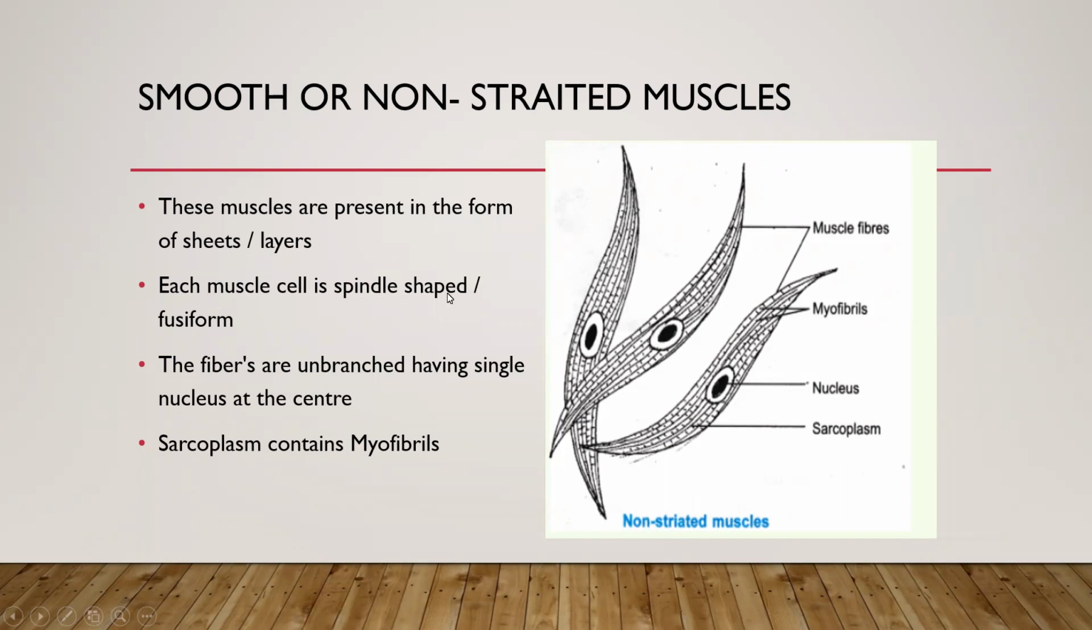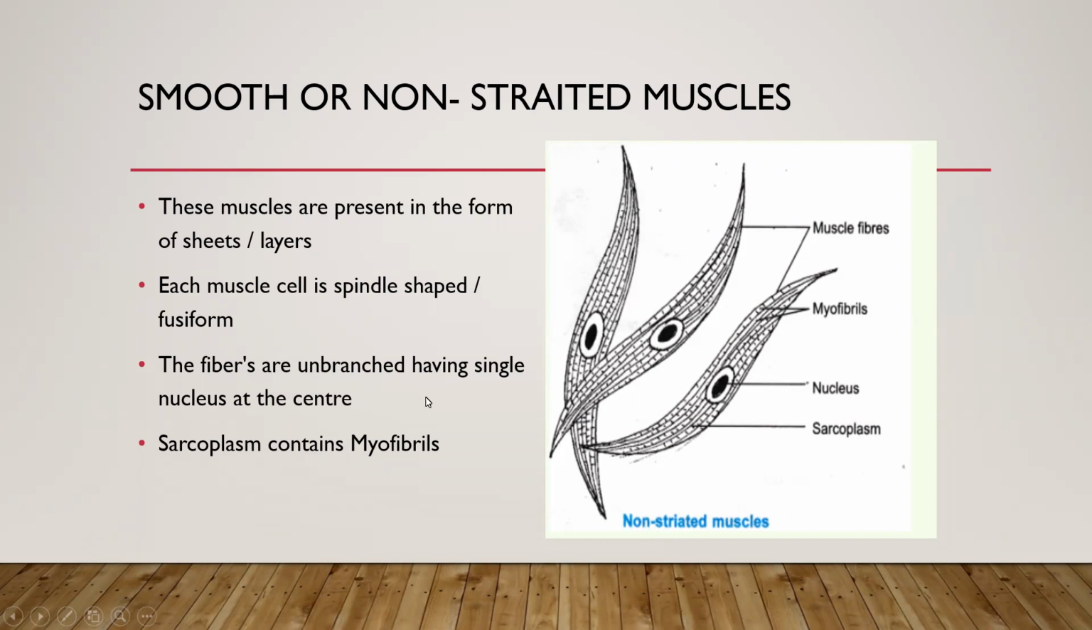Each muscle cell is spindle shaped or fusiform. These are the muscle cells, okay, and these smooth muscles or non-striated muscles are spindle shaped. Spindle shape means what? They are tapering at both the ends. Can you see they are tapering at both the ends? Whereas they are broad in the center. So such is called spindle shape or fusiform.